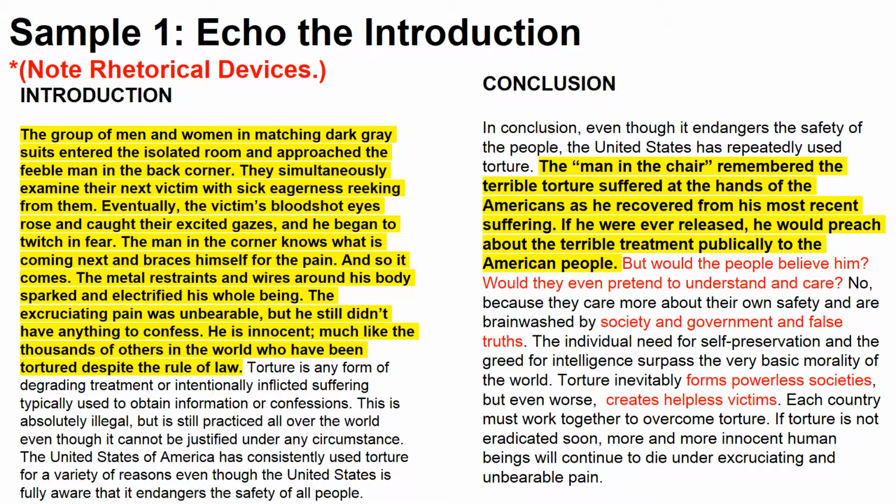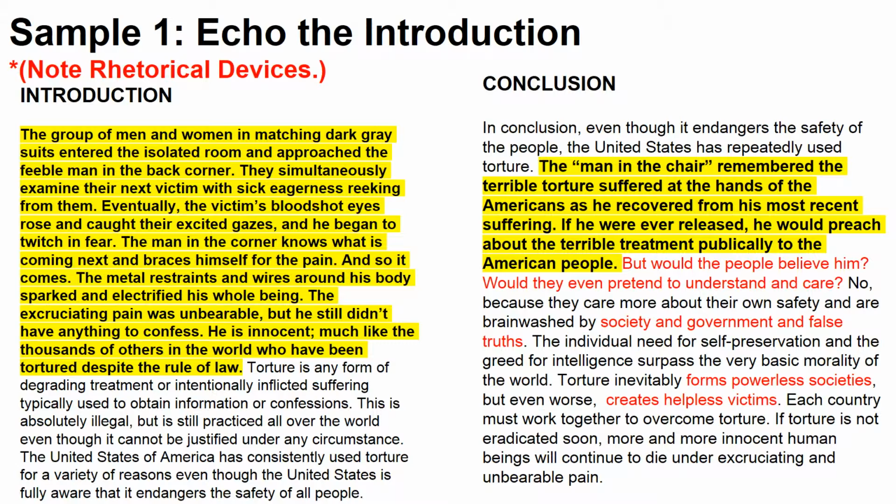And so it comes. The metal restraints and wires around his body sparked and electrified his whole being. The excruciating pain was unbearable, but he still didn't have anything to confess. He is innocent, much like the thousands of others in the world who have been tortured despite the rule of law. And so that was the anecdote for the introduction, a really powerful anecdote to get the audience's emotions going for this argument.